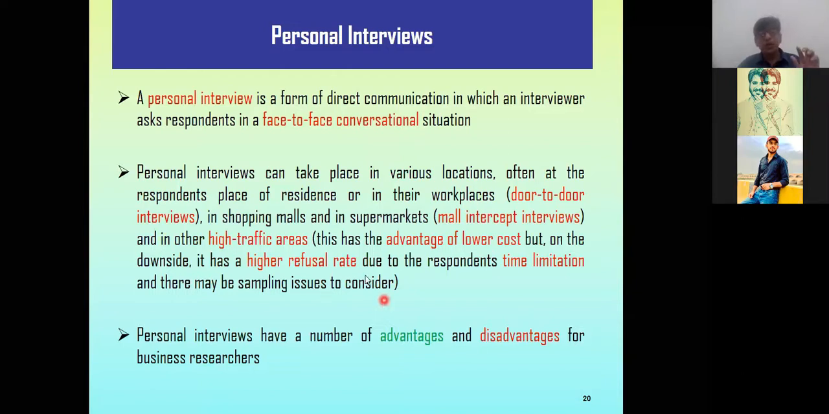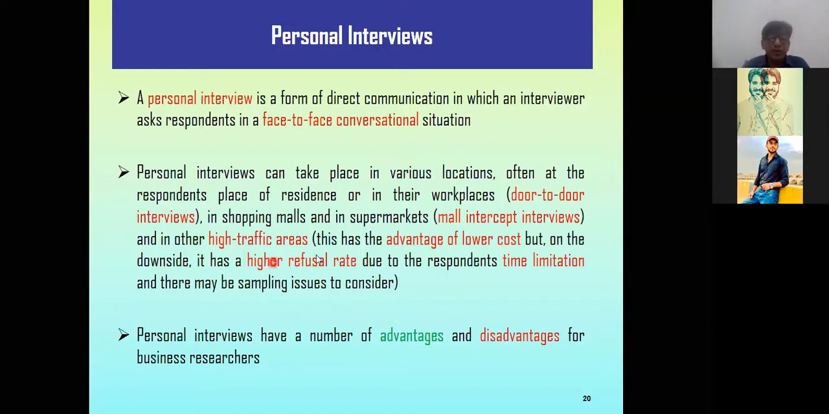So that means, from the cost point of view, lower cost, as well as the number of people available. From the time point of view and from the money point of view, these interviews are very cheap. But this also has some problems.